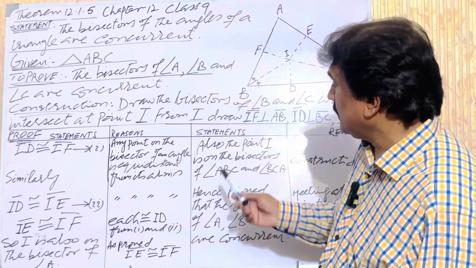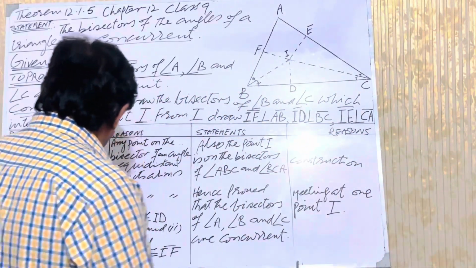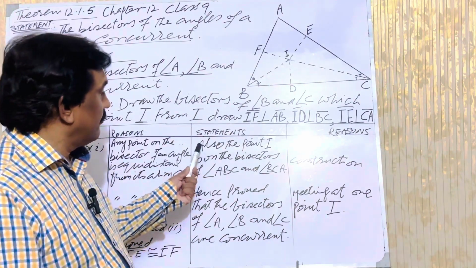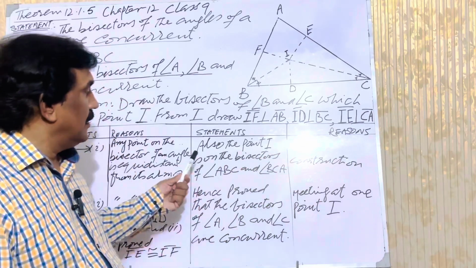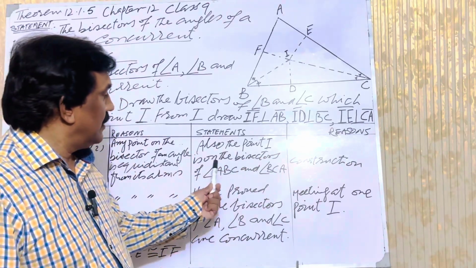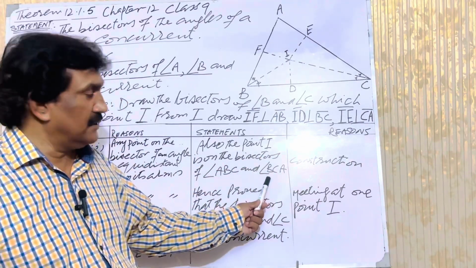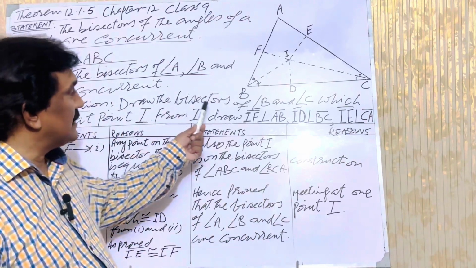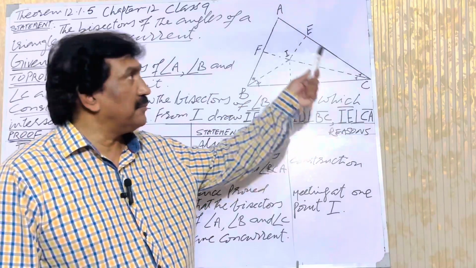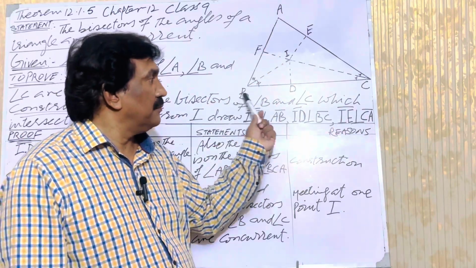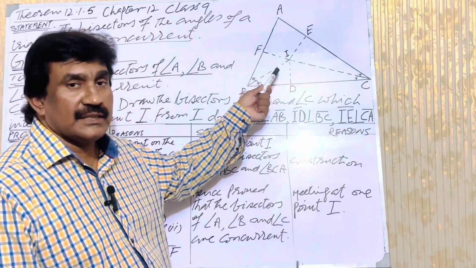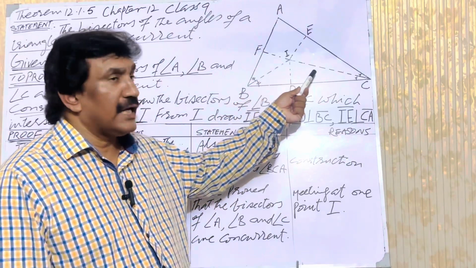So we can say that I is also on the bisector of angle A. Clear? Okay, now next statement reasons. Also, the point I is on the bisectors of angle ABC and BCA. Already we have done here. Draw the bisectors of angle B and angle C. It means ABC and BCA. They are going to meet at I. So I was the point of intersection of two angle bisectors.